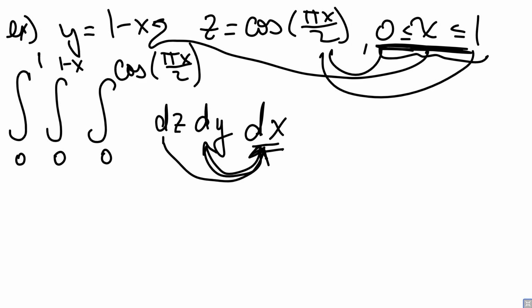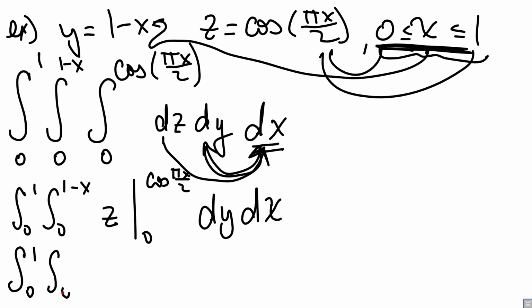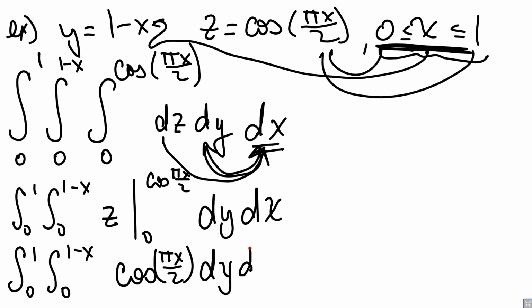All right, so let's evaluate this. We're going to have the integral from 0 to 1, integral from 0 to 1 minus x. We're going to integrate with respect to z. We'll have z evaluated from 0 to the cosine of pi x over 2, dy dx. So 0 is 0, so all we have to worry about is the top. So we have the integral from 0 to 1, integral from 0 to 1 minus x of the cosine of pi x over 2 dy dx.